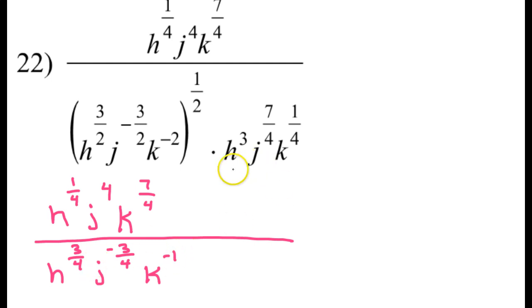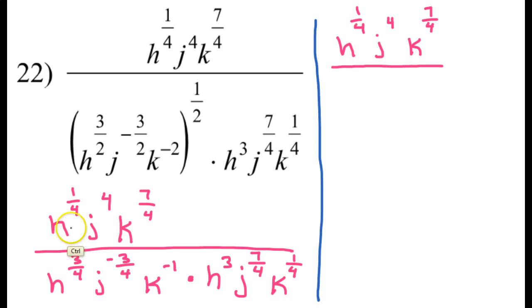So I've got this, but don't forget the rest of this over here. So I've still got times h to the 3rd power, j to the 7/4, and k to the 1/4. Alright, I've still got all of that. So I'm still working on the denominator. Now that the parentheses are gone, I can put these together. So when I multiply the h's, for example, I need to add the exponents.